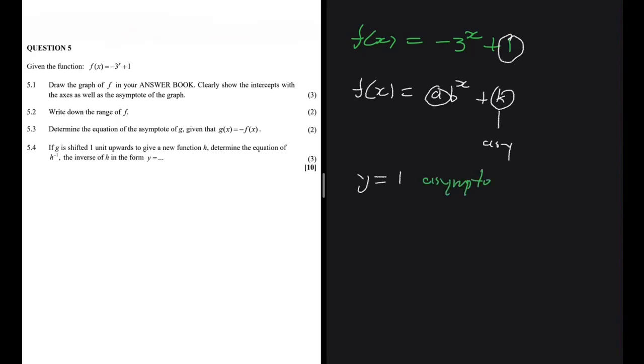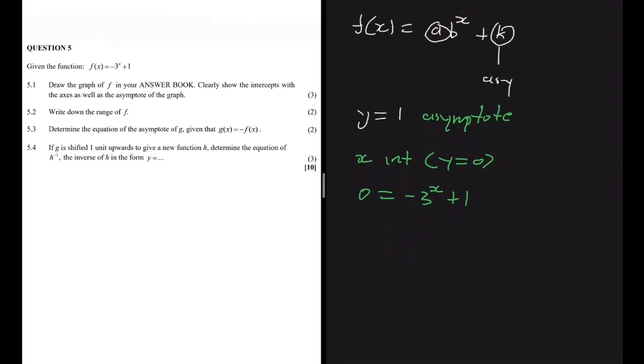So y is equal to 1 is going to be our asymptote. And then now we're just left with the intercepts. If we get the intercepts, we're going to be able to sketch our graph, right? So let's go ahead and say x-intercept. We know that if we're looking for the x-intercept, we'll let y be equal to 0, right? So we're going to have 0 being equal to minus 3 to the power x plus 1.